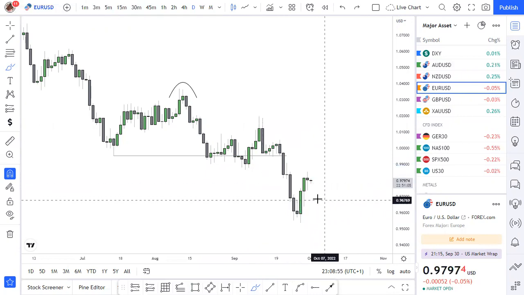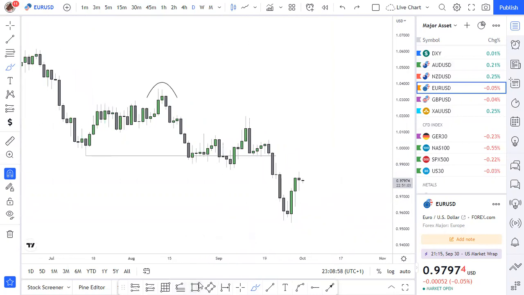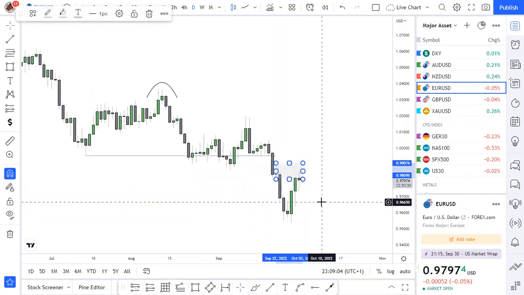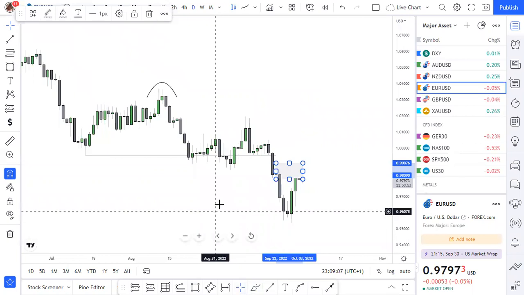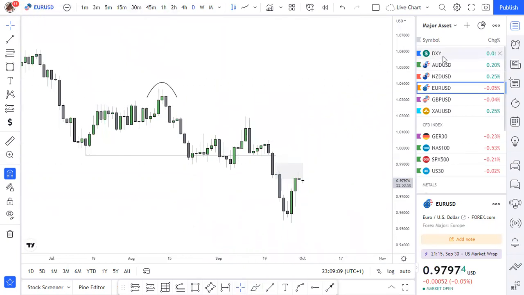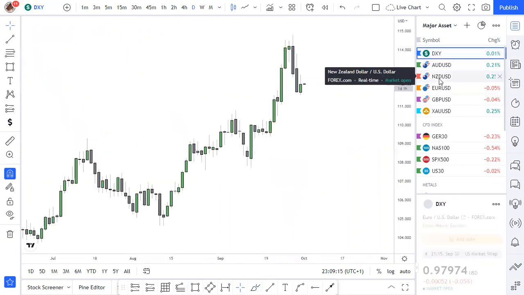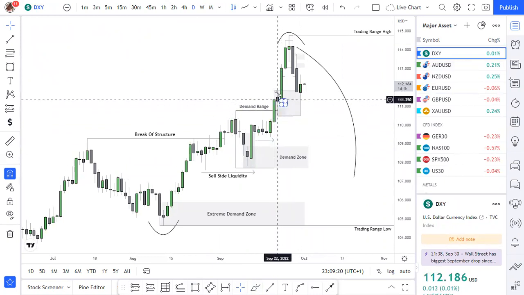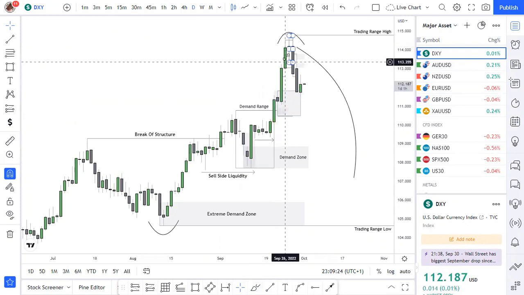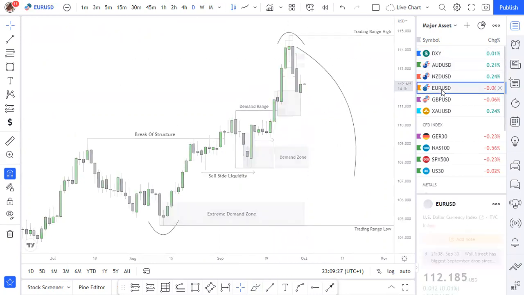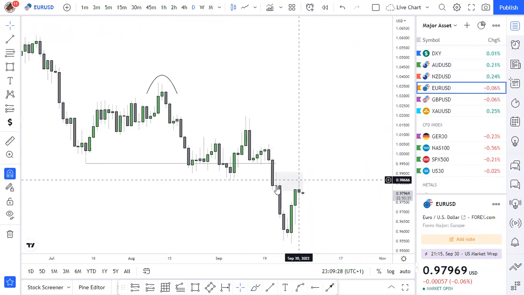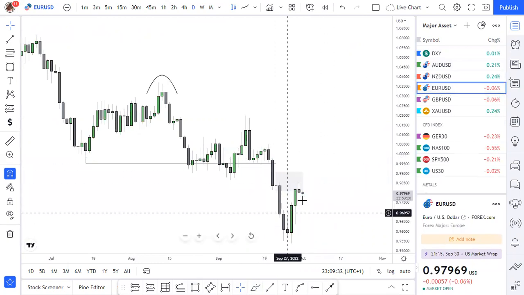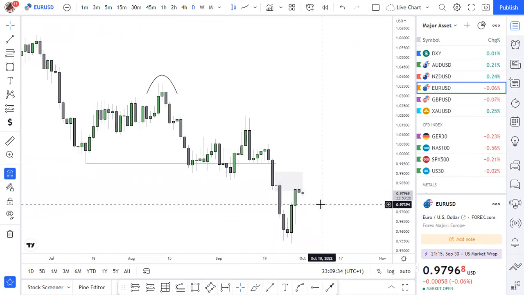So here on the daily, we'll be looking at this demand zone, so this supply zone. And if you notice, the Euro USD and the DXY are almost the same, but it's more like the opposite. Here on the dollar index, we have this engulfed candle, which is what price is tapping into. And on Euro USD, we have the engulfed candle, but it's more like a doji, and price is tapping into it. So it's kind of the same.